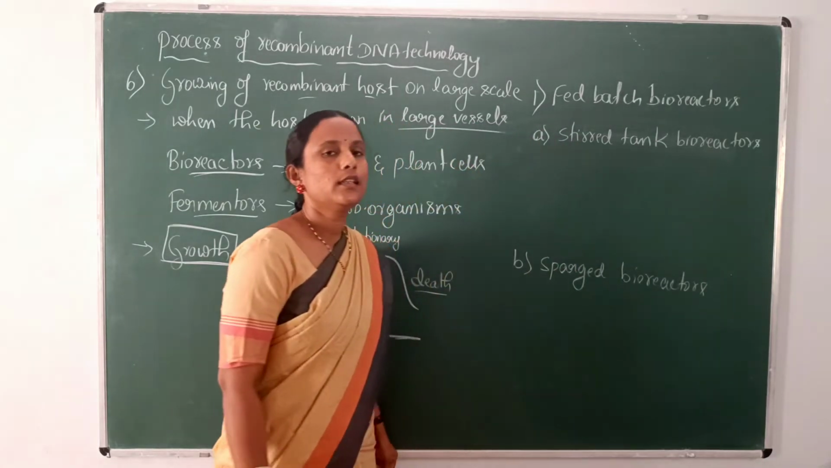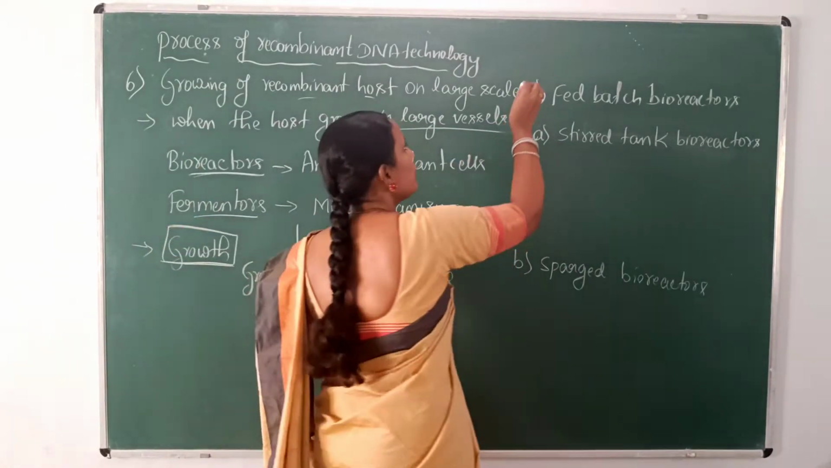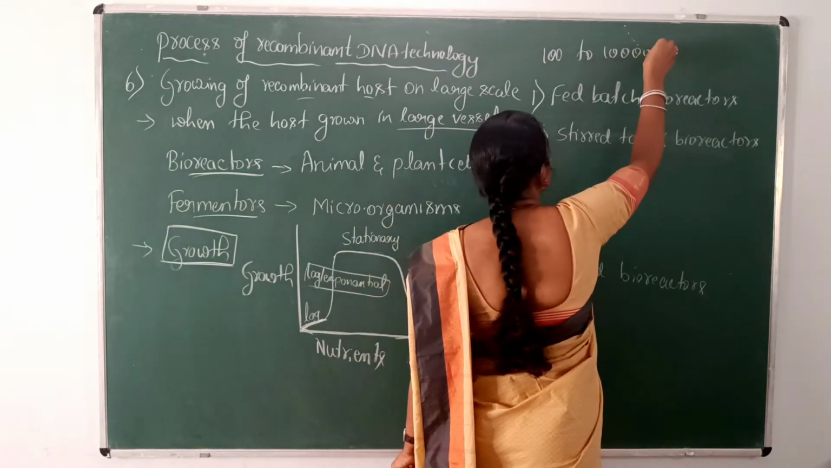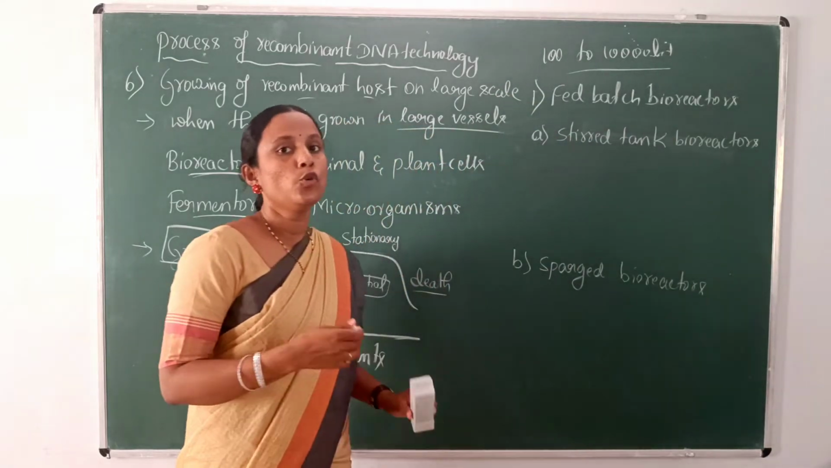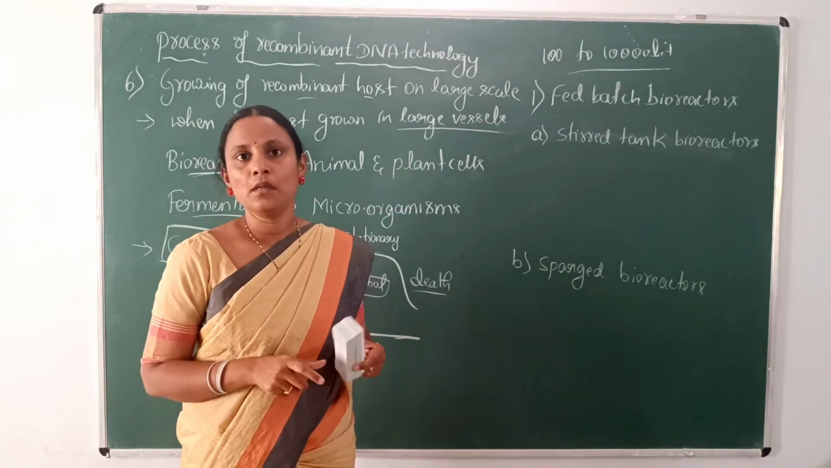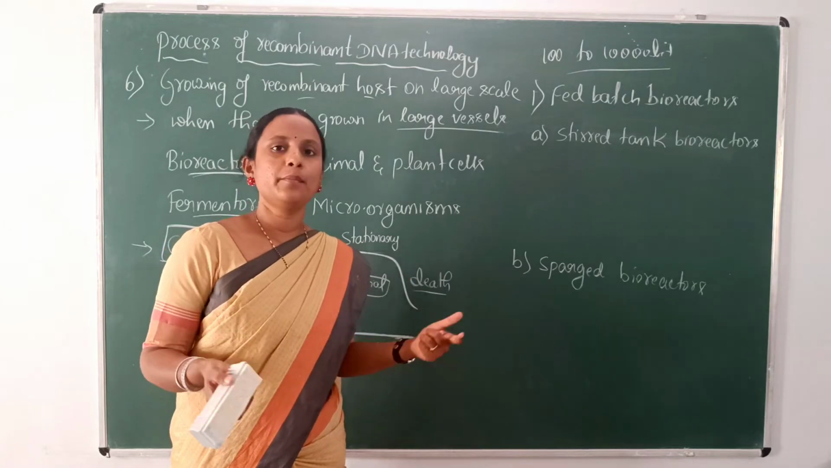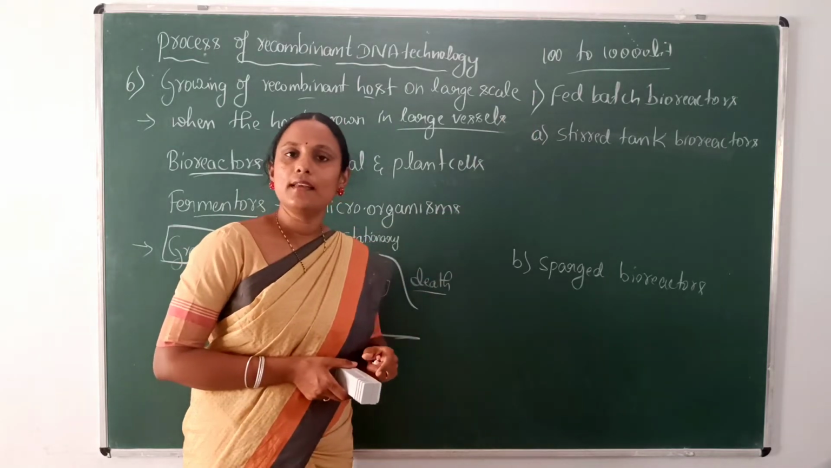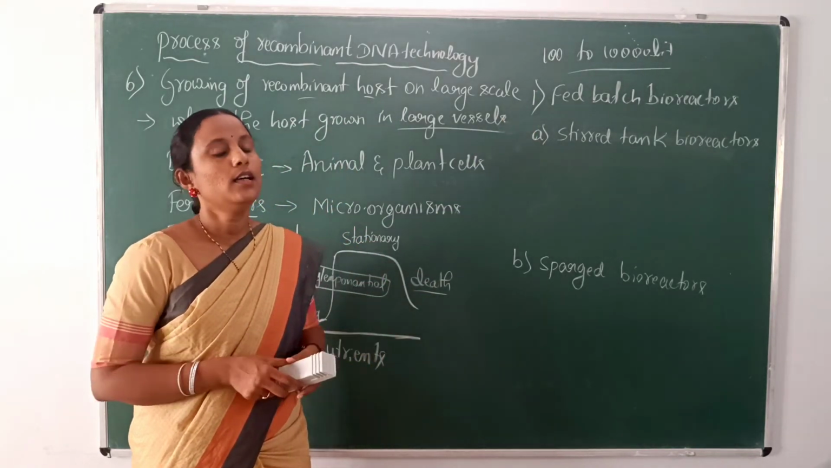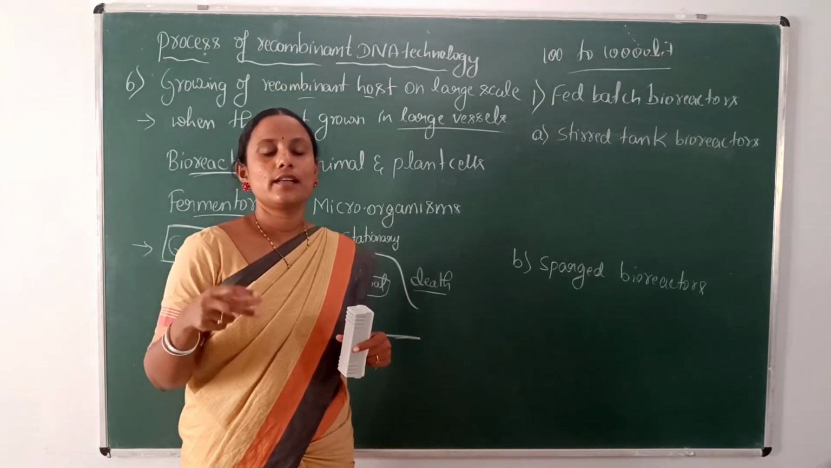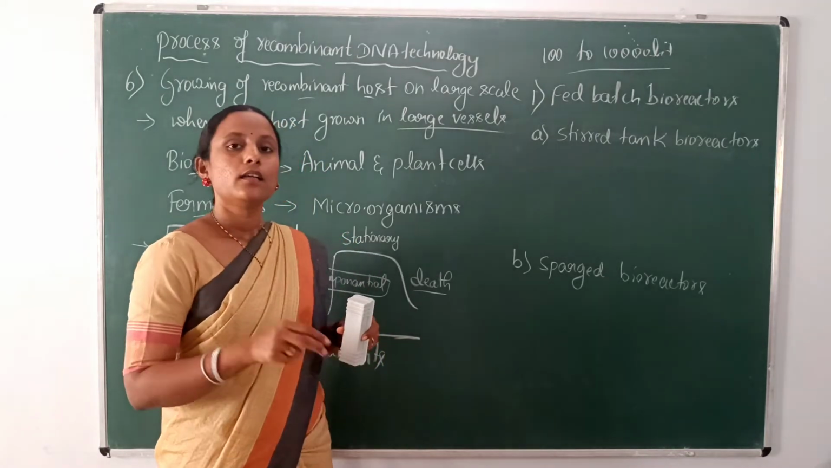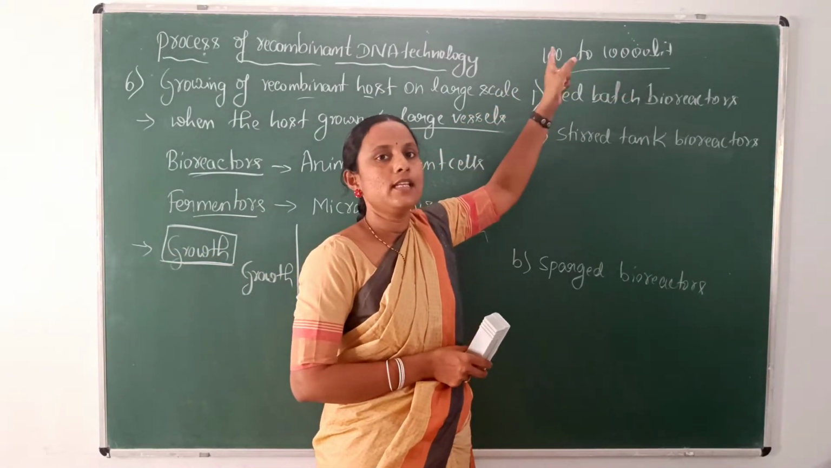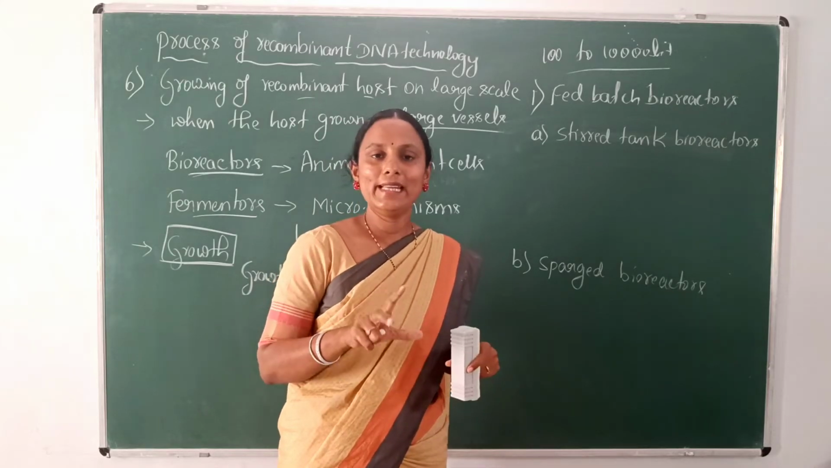Bioreactors are available in various sizes, ranging from 100 to 10,000 liters capacity. Usually they are made up of stainless steel because it is user friendly. It will not rust very fast. So for that reason, bioreactors are usually made up of stainless steel. Of course, other materials are also used, like porphyrin, but preferably stainless steel, and they are available in sizes ranging from 100 to 10,000 liters.